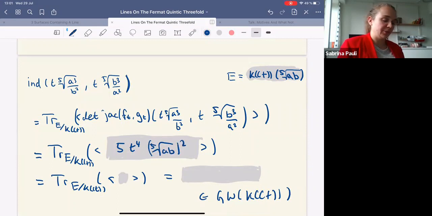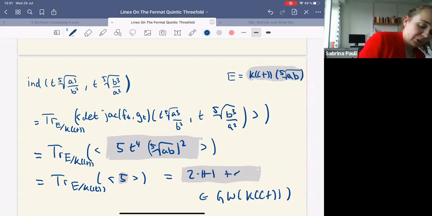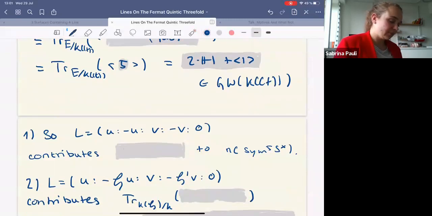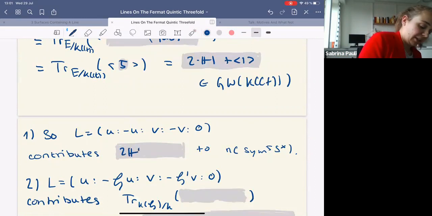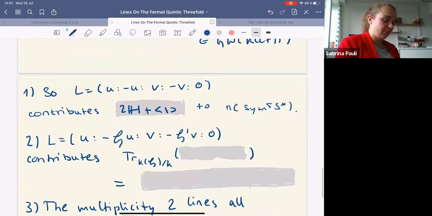But we're in Grothendieck-Witt of E, so we can forget about squares. So this is just a 5. And if you take the trace of this, you get 2 times h plus a 1. So this line contributes 2 times h plus a 1 to our Euler number.